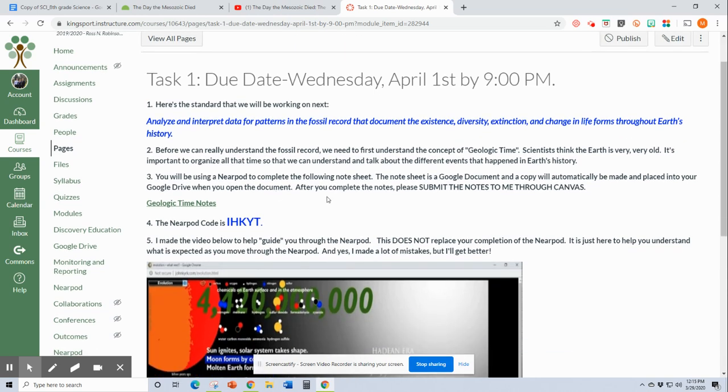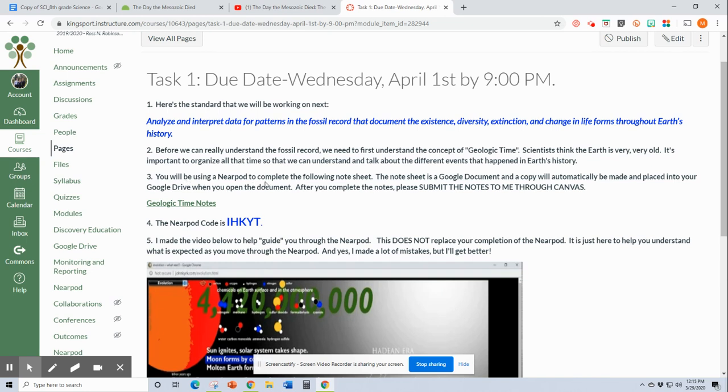So step 1 that we do every year with kids is we have to understand the fossil record. To understand that, you have to understand the idea of what we call geologic time. Scientists think our Earth is very, very old. It is so old and has so much geologic history that you have to organize it some way in order to be able to talk about all the different things that happened. That's what this lesson is about: how we organized all of that geologic history.